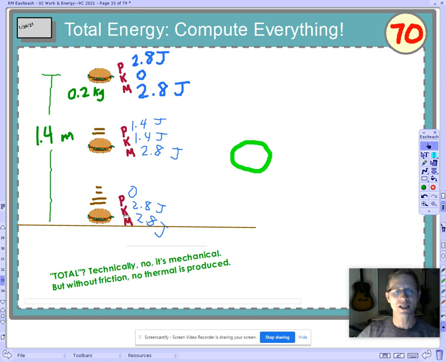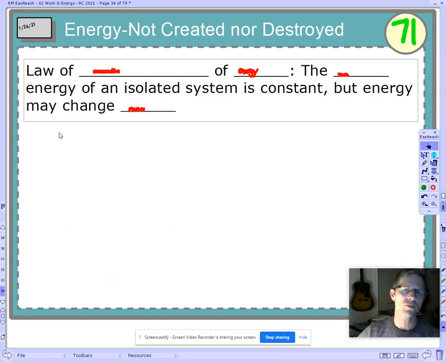If you introduce things like the thermal energy and the vibrations in the floor, during class I dropped a book on the floor and people could feel the vibrations. If you introduce all that stuff, then the total energy after it hits the ground would still be 2.8 joules, but it would all be lost and turned to thermal and sound and vibrations and that kind of thing. Let's write down this law.